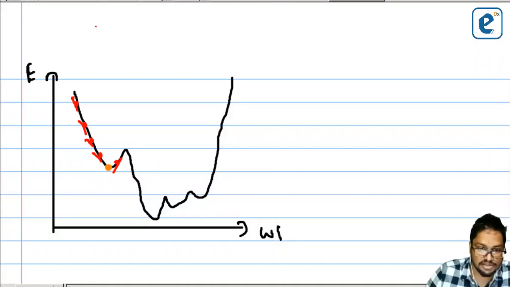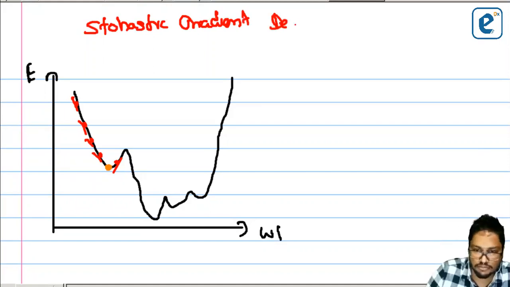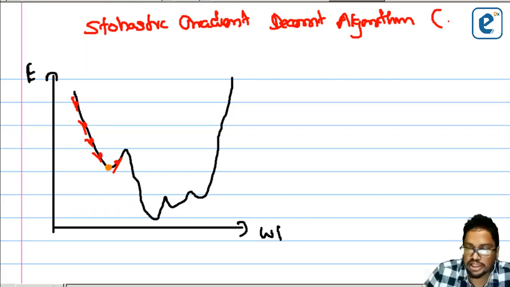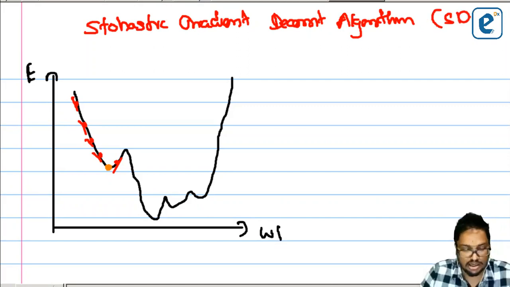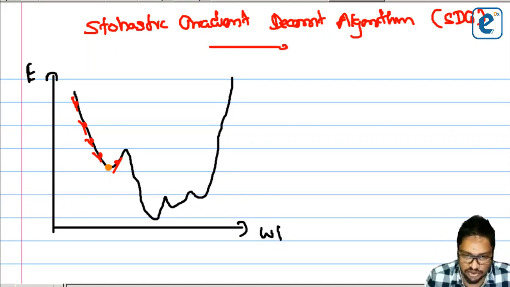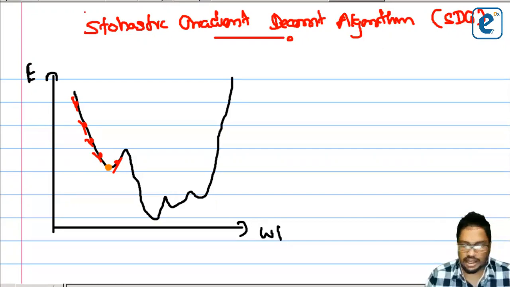So we have something called stochastic gradient descent. The stochastic gradient descent algorithm, or we say the SGD algorithm, not the gradient descent, but the stochastic gradient descent, right? What it's going to do, I will discuss under batch training as well. But it's not going to do it like this, right?